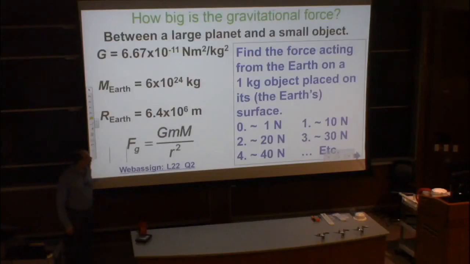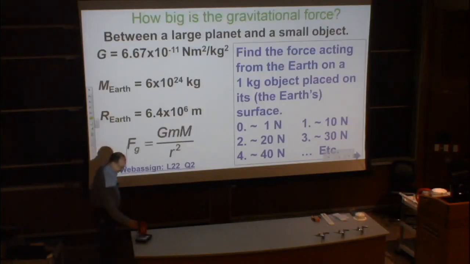This is an example when we're calculating a force acting from a large object on a small object. The large object is the Earth, and the small object is a 1 kilogram weight placed on its surface.